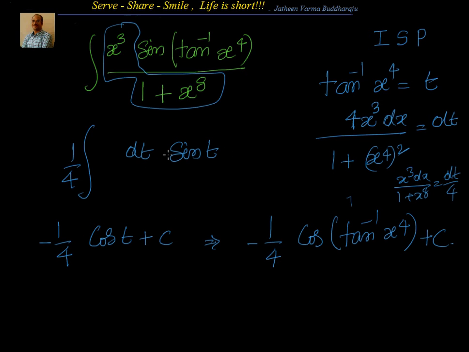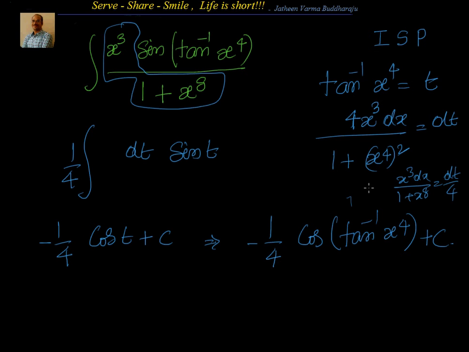So we have substituted that and we got 1 by 4 integral of sine t, which is minus cos t plus c, but t equal to tan inverse of x to the power of 4. So we have substituted that. We have the answer as minus 1 by 4 cos of tan inverse x to the power of 4.